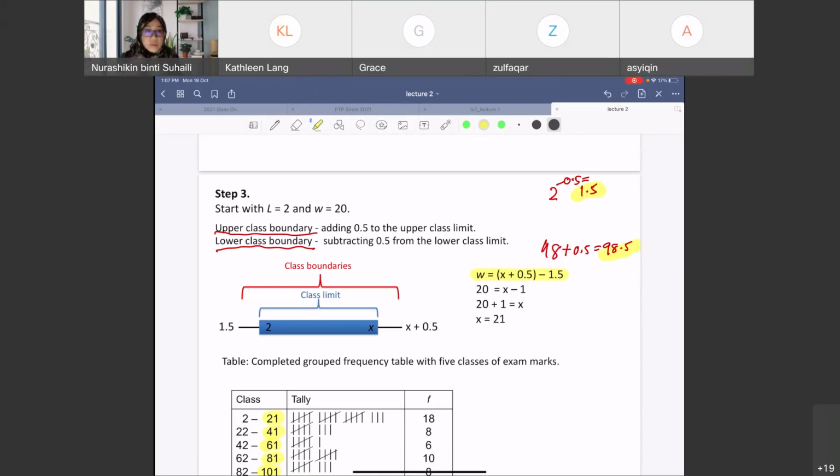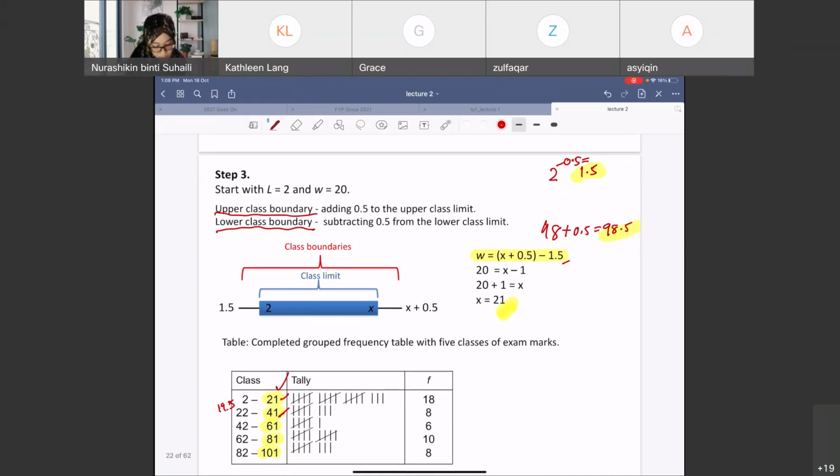Okay, so let's say we want to know what is the upper value of each class. Yeah, W x plus 0.5 minus 1.5. So for example, it's 21. You have to solve it for each class. For example, this one is 21. This one, you insert 19.5 instead of 1.5. Then you get 41 at the end. I hope you got what I mean. So you have to determine this value actually, 21, 41, 61 until 101 using this formula.